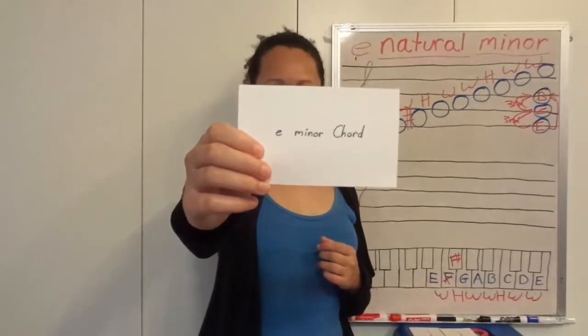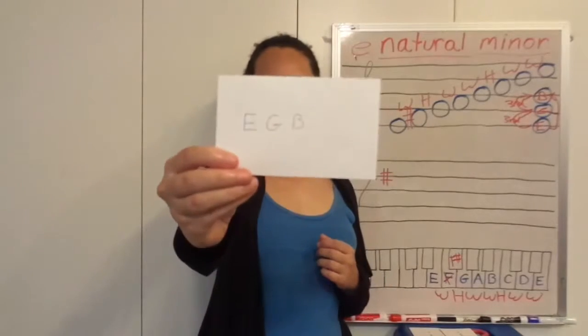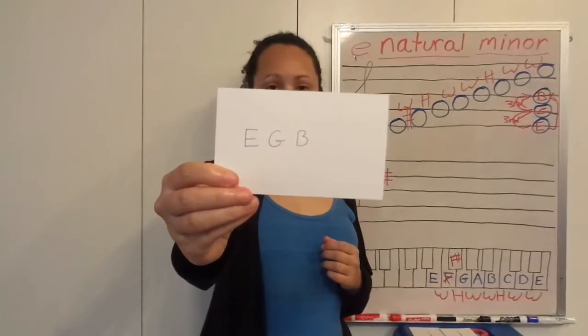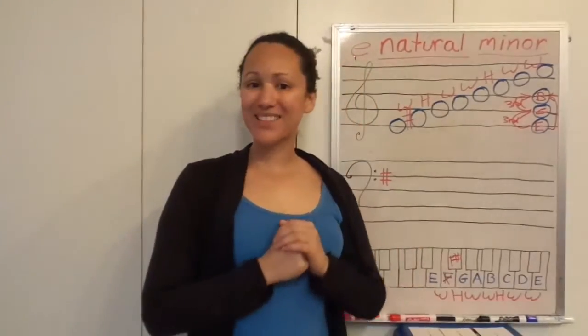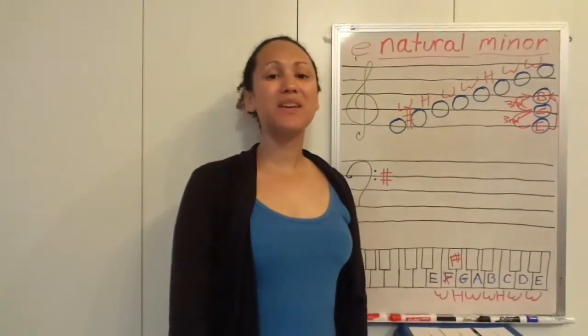And then finally, our E minor chord. And go ahead and spell that out. E, G, B, all skips. Add those to your practice pile and practice them as much as you can until they become very easy.